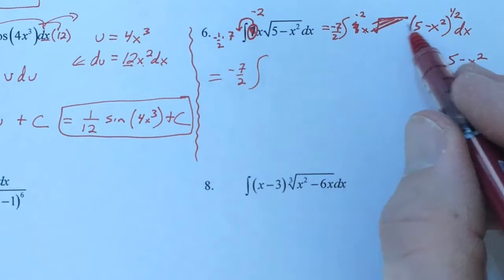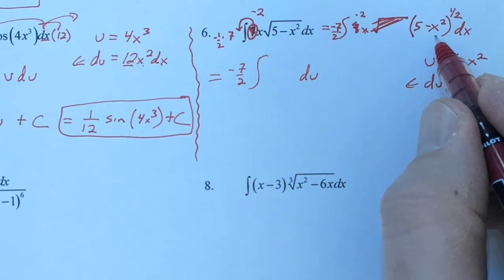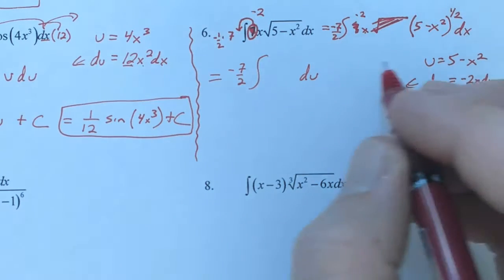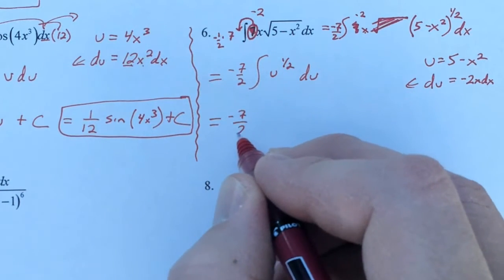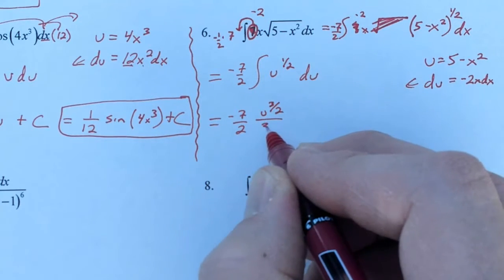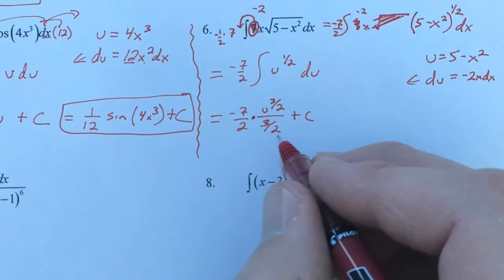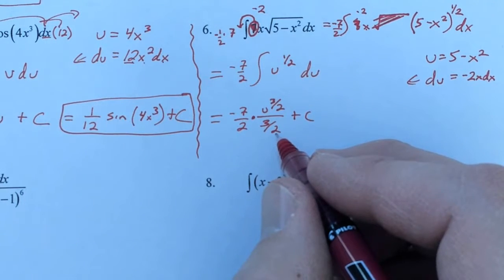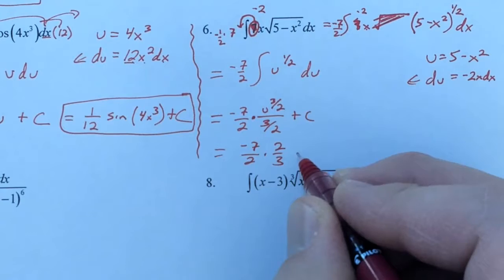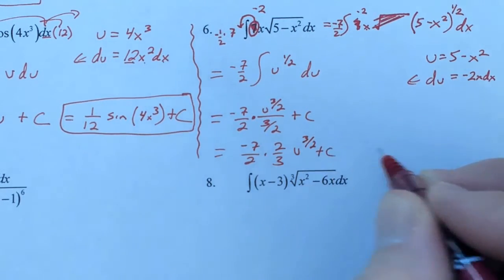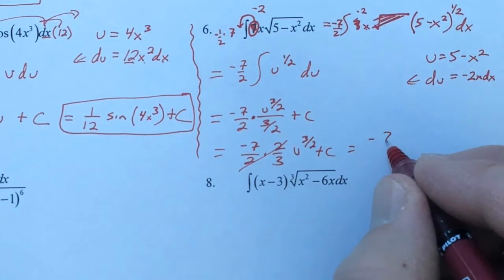So negative 7/2 is there. The negative 2 and the x and the dx are all out, and du is going to come in. And we have 5 minus x squared to the 1/2, but u is equal to 5 minus x squared, so this will now be u to the 1/2. And u to the 1/2 antiderives to u to the 3/2 over 3/2 plus c. Now when we're dividing by 3/2, that's the same thing as multiplying by 2/3. So we can have the negative 7 over 2 times 2/3 times u to the 3/2 plus c. And those 2's will actually cross out. That leaves us with negative 7 over 3.